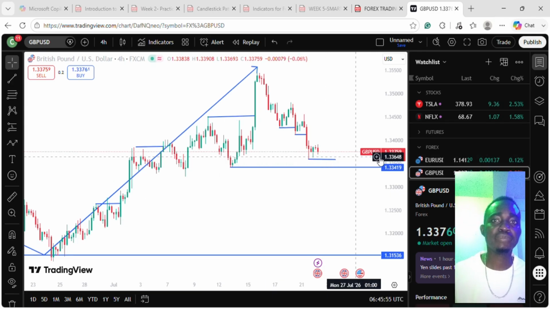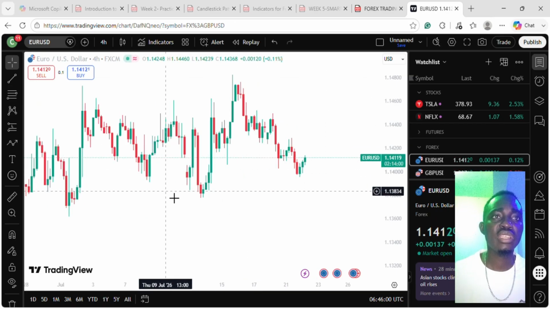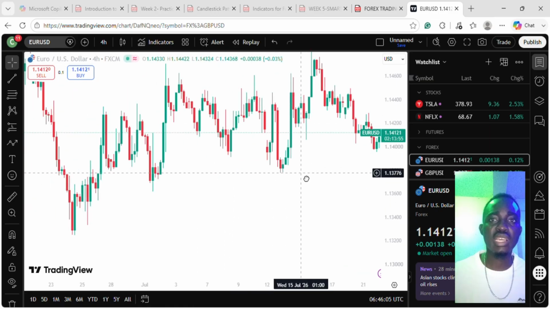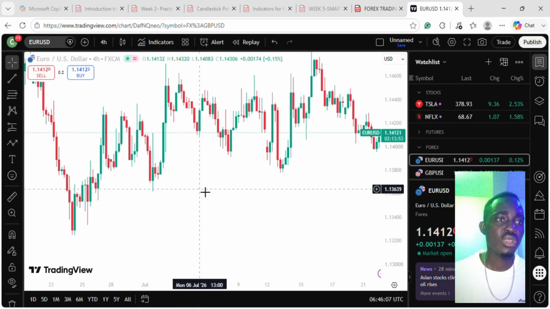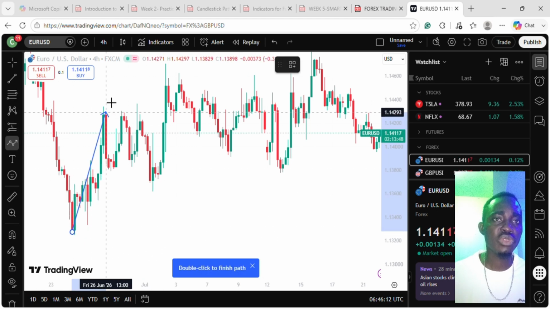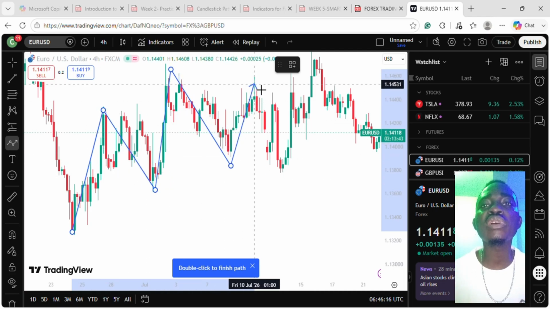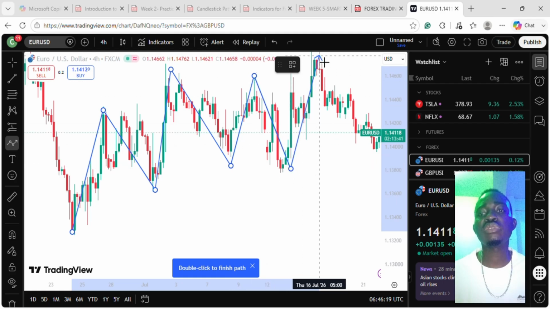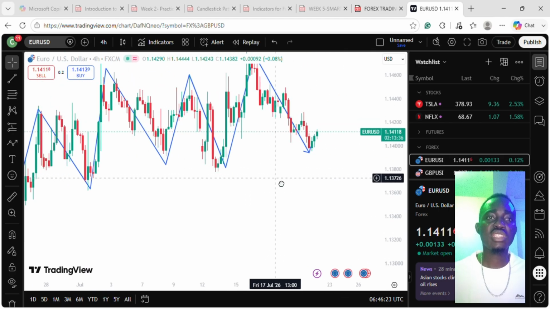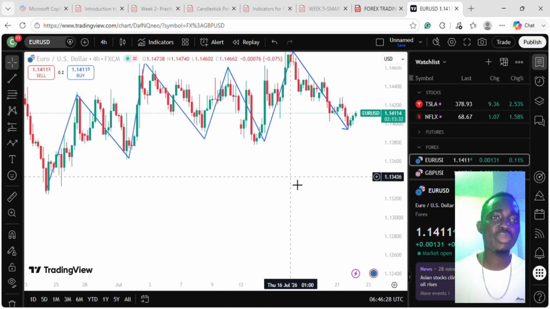Okay, let's take another pair, for example Euro USD. These are 4-hour time frame. Okay, what has been happening in this type of market? Up and down, up and down. Okay, let's start with this one. Price came up, down, up, down, up, down, up, and now price is down. So what can you see? This type of pattern, it's highly predictable.